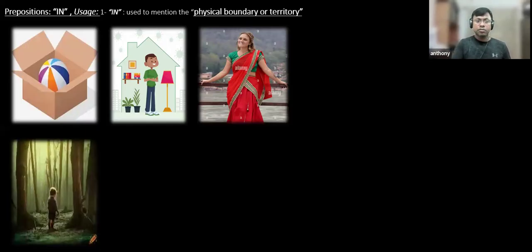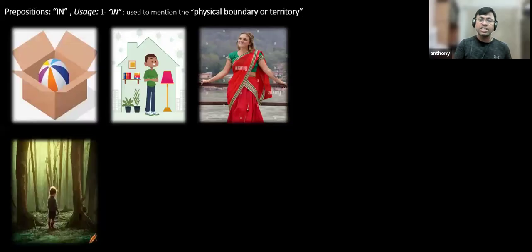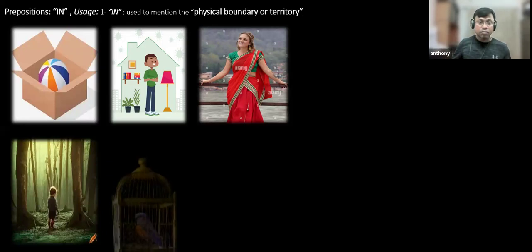Now, please, someone make a sentence by looking at the person. Place. The boy is in the forest. The boy is in the forest, okay? Now, a forest is a boundary, a place covered with all the trees.